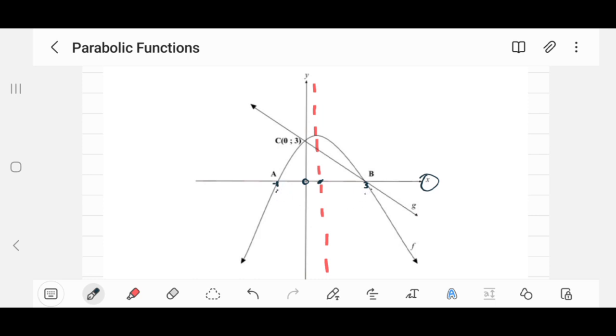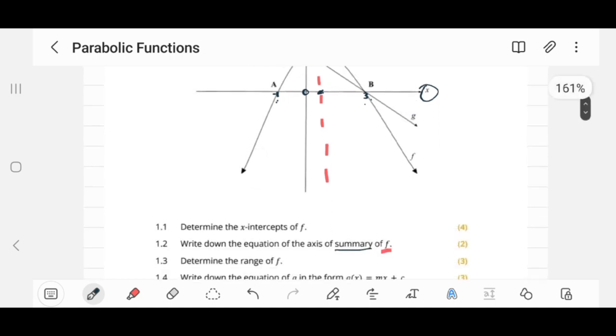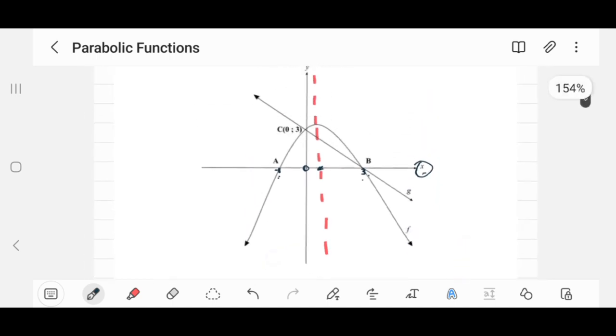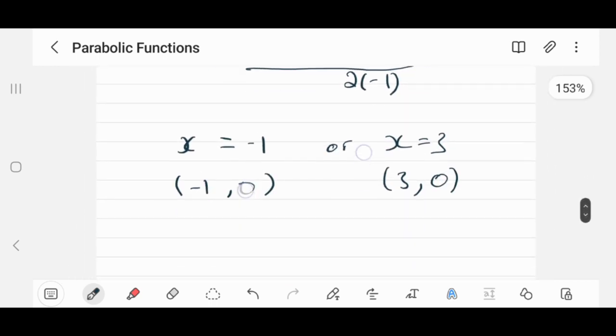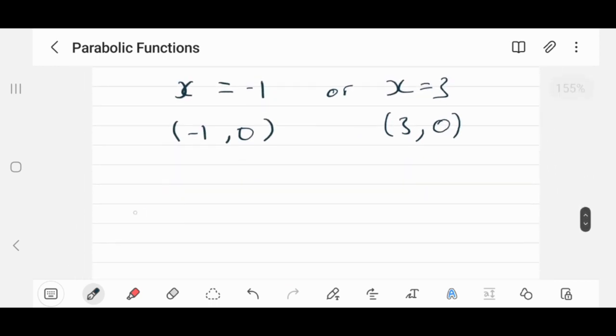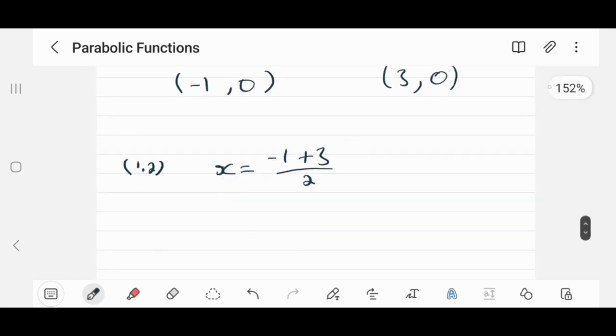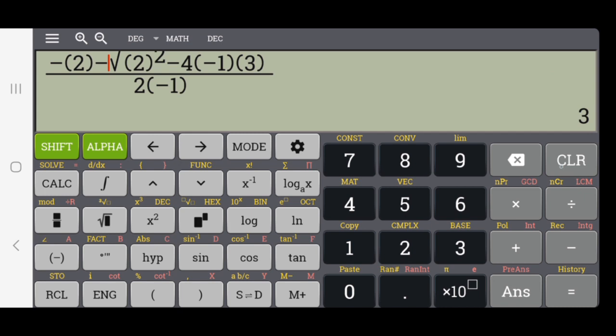So we're gonna add these 2 points together and divide them by 2 to get what is in the middle. And then it cuts the x-axis, so the equation will start with x, so that we are on 1.2. We are now on 1.2. We're just gonna say x equals (-1 plus 3) divided by 2. Okay, so that's what we're gonna do here.